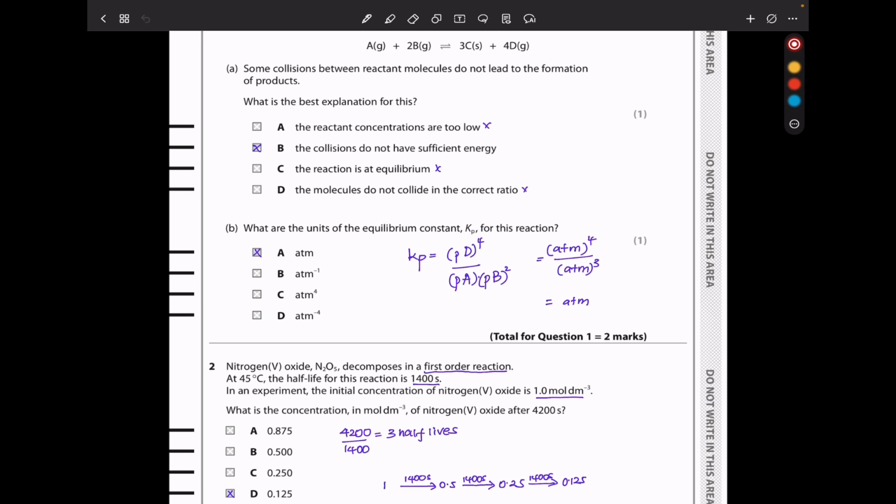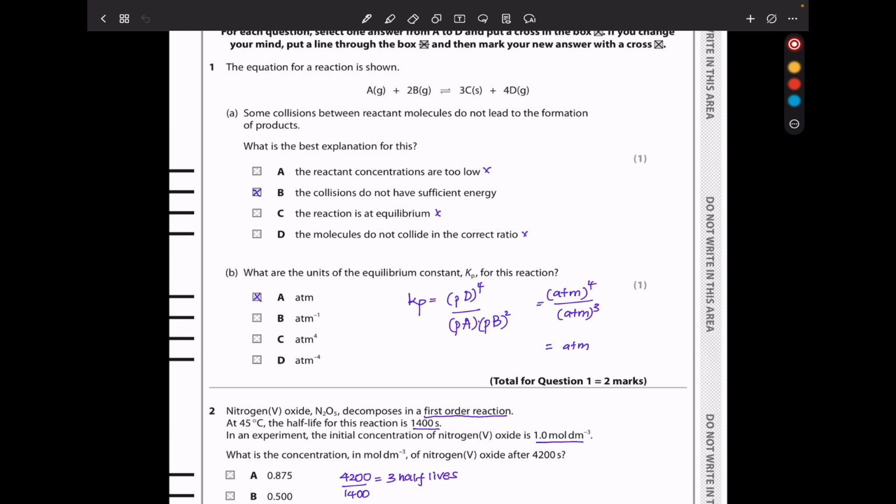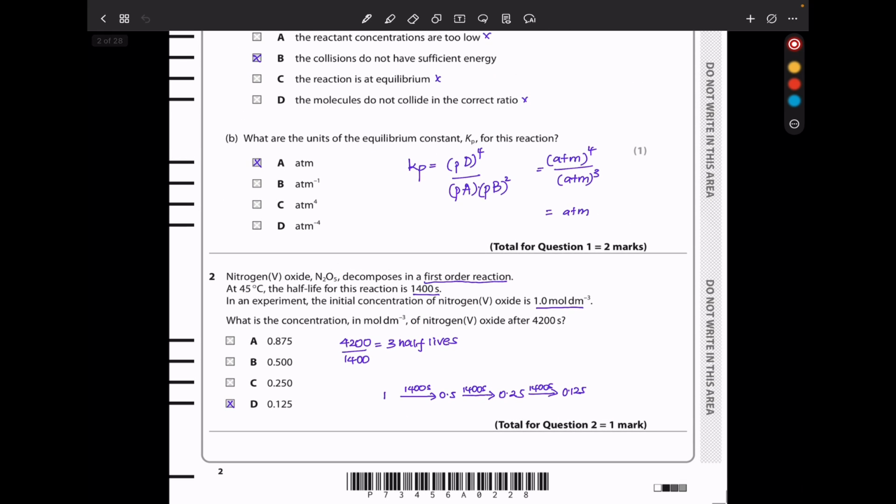In part B, what are the units of the equilibrium constant Kp for this reaction? Since we have three gaseous components, Kp is going to be the partial pressure of D to the power 4 divided by the partial pressure of B to the power 2 and the partial pressure of A to the power 1. So this is going to be atmosphere to the power 4 divided by atmosphere cubed, giving us atmospheres, and A is going to be the answer.